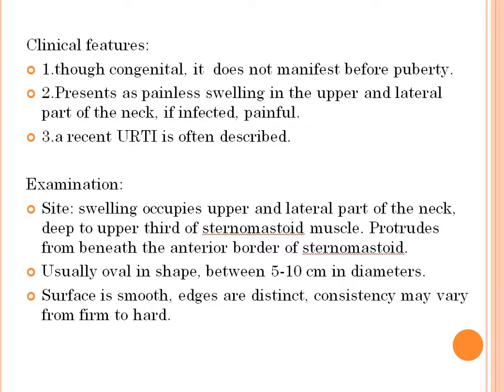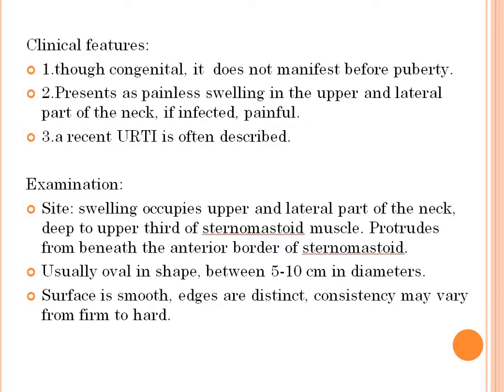Clinical feature: though congenital, it does not manifest before puberty. Presents as a painless swelling in the upper and lateral part of the neck. If infected, it is painful. A recent upper respiratory tract infection is often described. Examination, site: swelling occupies the upper and lateral part of the neck, deep to the upper third of the sternomastoid muscle. Protrudes from beneath the anterior border of the sternomastoid.